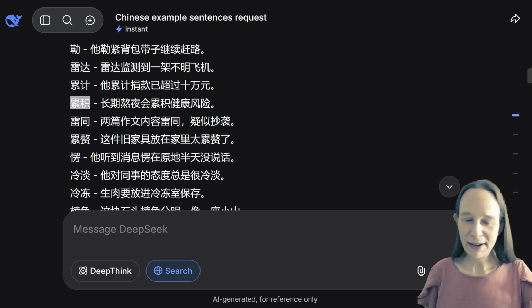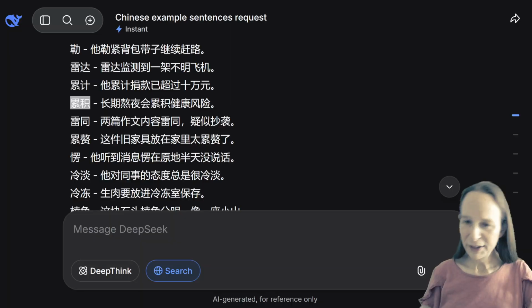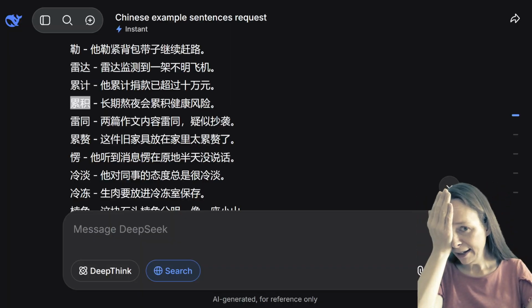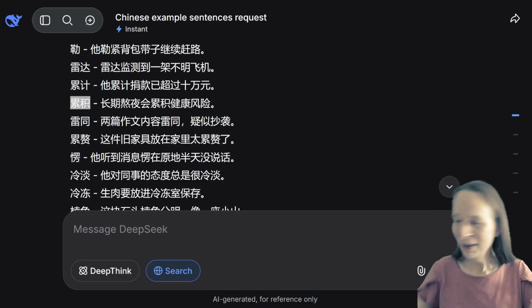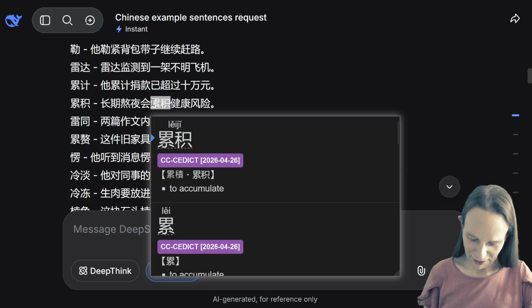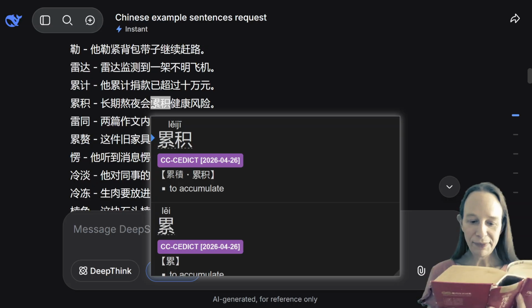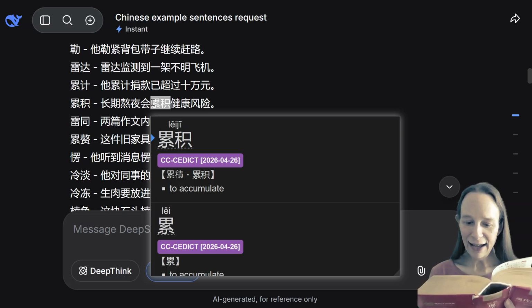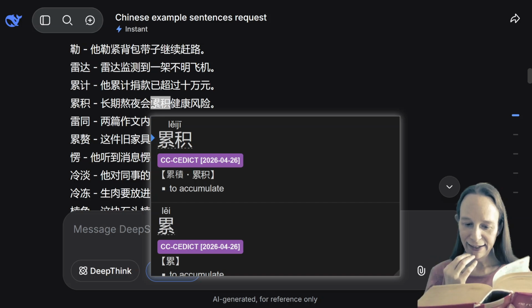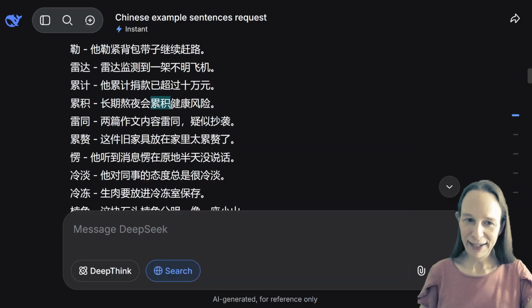Yeah, there's also this one, 累积. And you probably know 积累. So 积累 is the verb, right? Is 累积 a verb? 长期熬夜会累积健康风险. No, it's a verb. They're both verbs. Are they the same? 累积 一层层增加积聚. I don't know. They seem very, very similar to me.